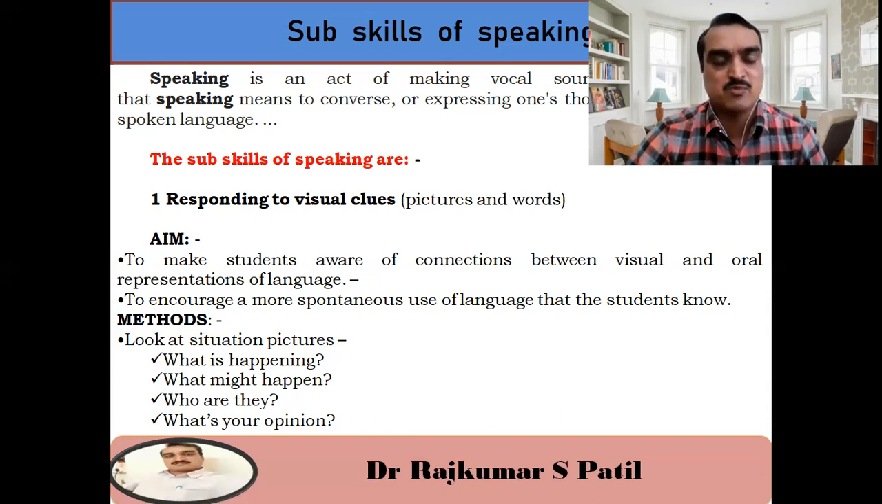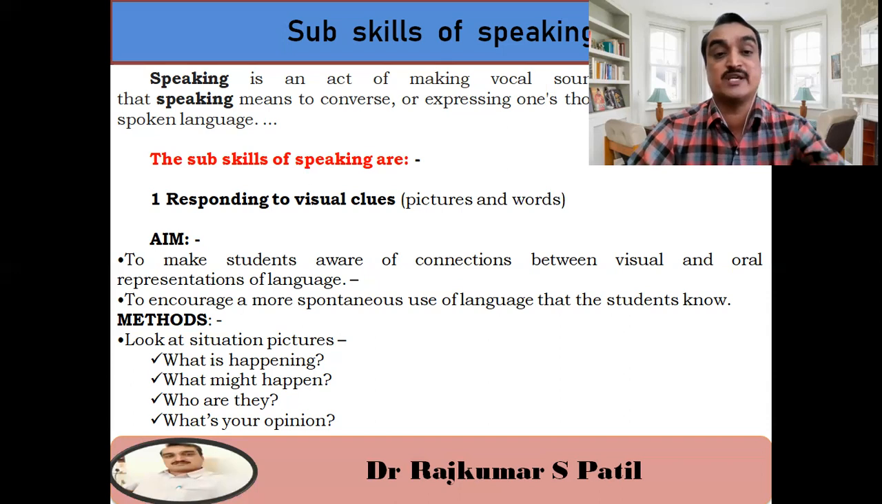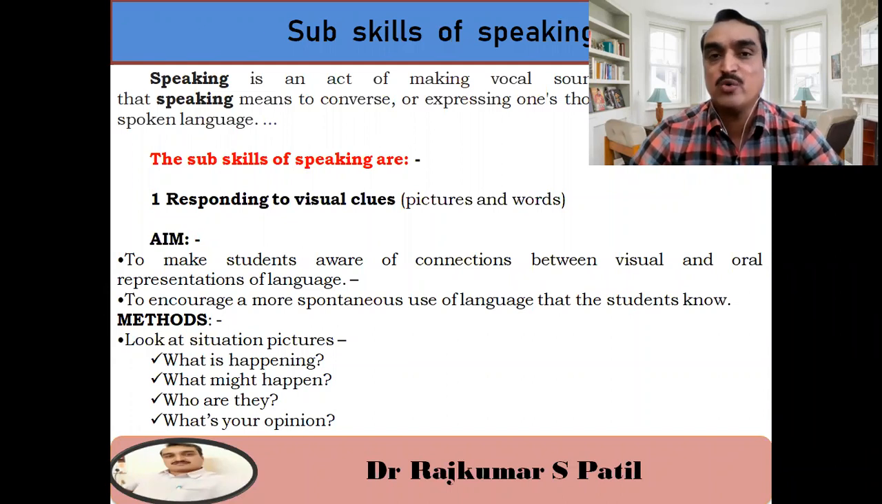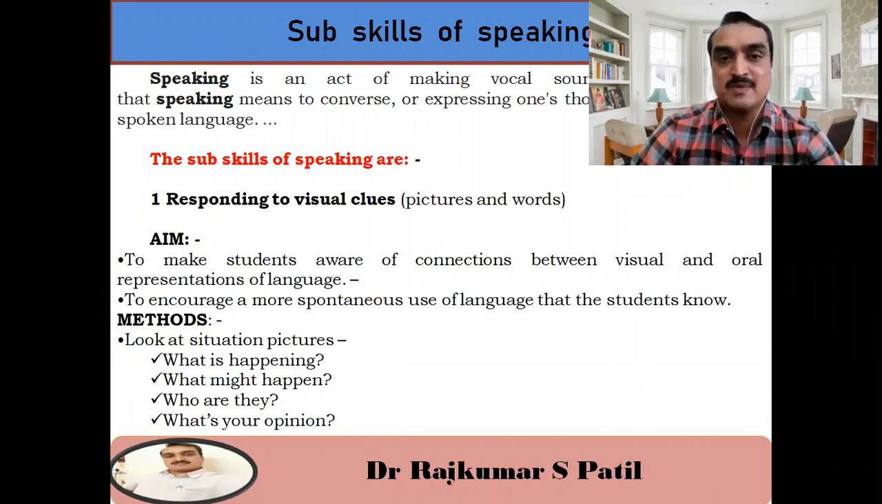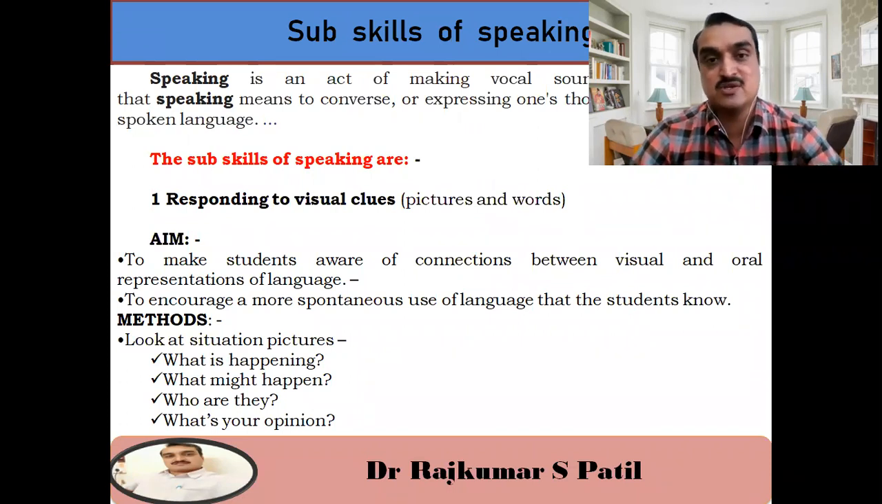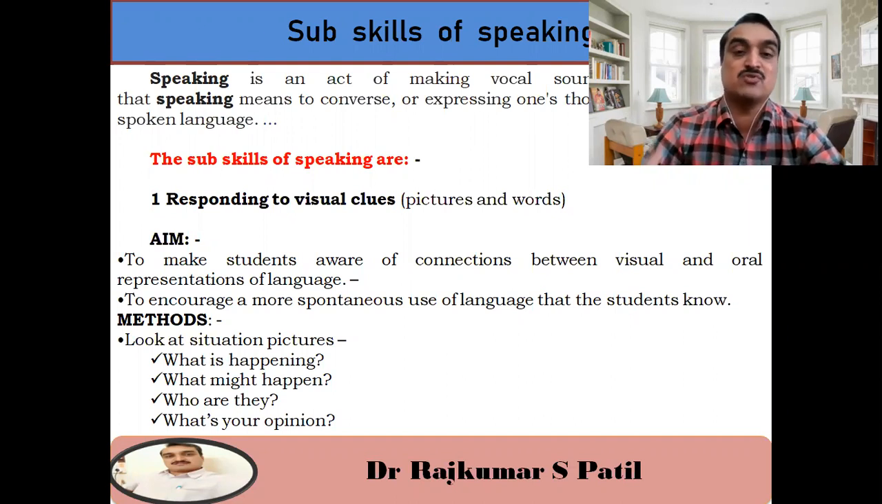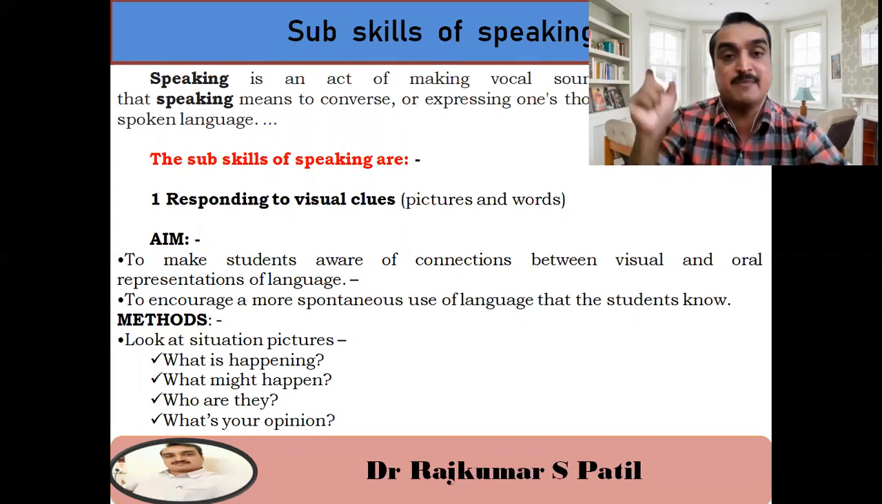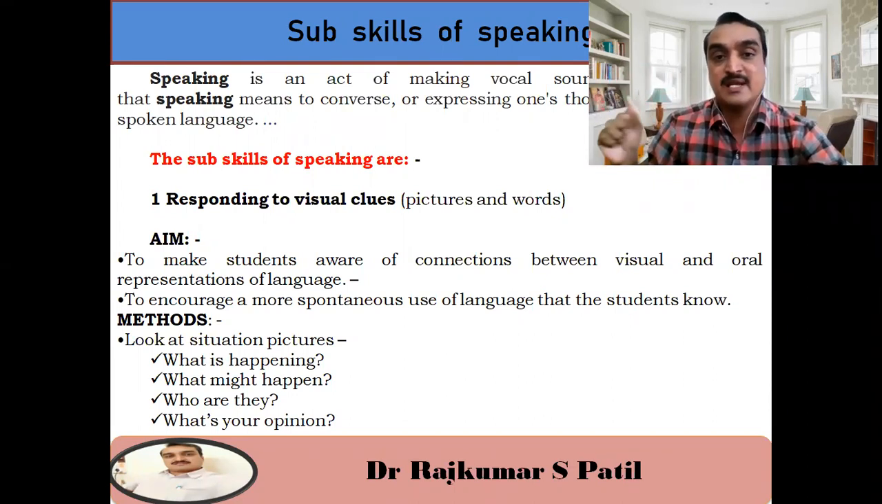So the main aim of responding to a clue is to make students aware of the connections between visual and oral representation of the language. See how we were taught at the initial stage. We were taught the alphabets of a language. Say for example, if you are teaching the English language to beginners, you teach A, B to Z. So 26 alphabets were taught. Next you taught the pronunciation. Next you taught how the word is to be used. Next, based on the same alphabet, how the word is formed, like A, P, P, L, E, apple; B, A, L, L, ball; C, A, T, cat. Like that you started teaching.